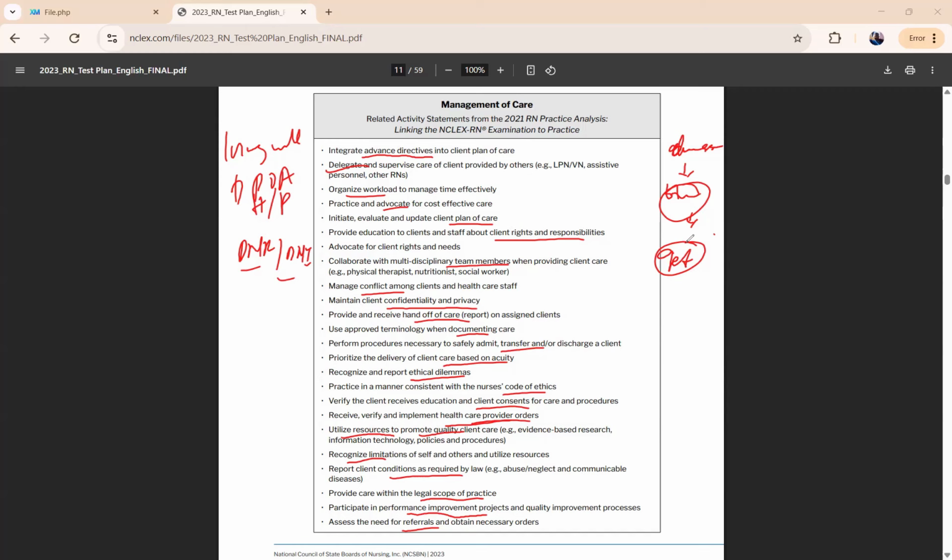Now, what you want to do with the advanced directive is to do two things. You want to document it in the medical record where other staff members can see it, and also tell the team members, the healthcare members, about the advanced directive. Not only are you documenting it, you're also informing everybody about it, because it's not enough to just document it.